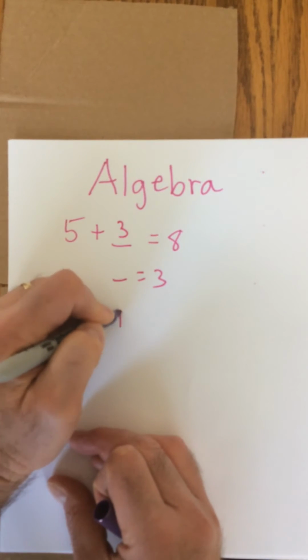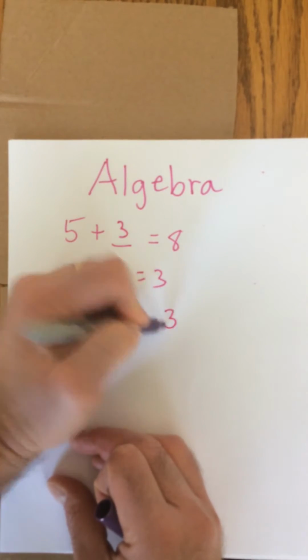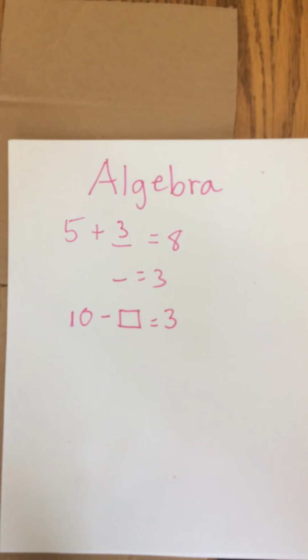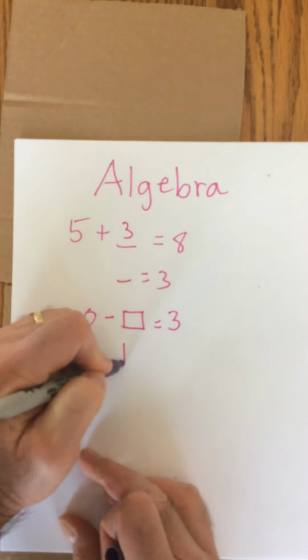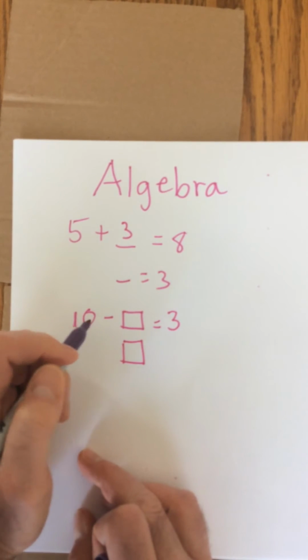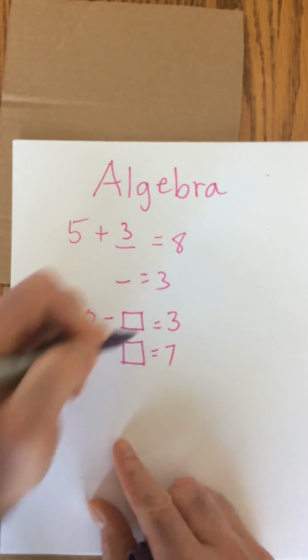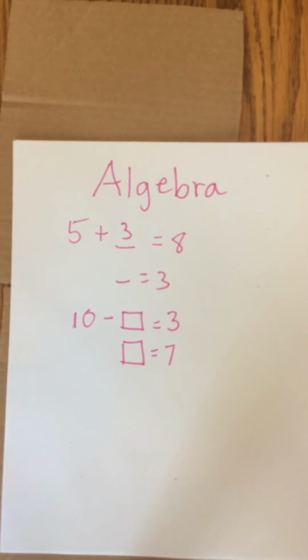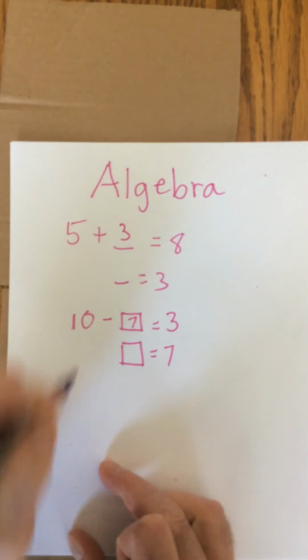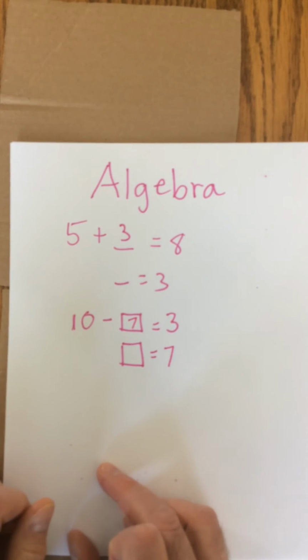So even similar to 10 take away square equals 3, let's say. So instead of a line or a blank, this time it's a square. What does that square equal to? So we have to subtract something from 10 to get 3. Okay, so if I start at 10, 9, 8, 7, 6, 5, 4, 3. Well, that was 7 fingers worth. So that square must be equal to 7. And if I put the 7 in there to double check, 10 take away 7 equals 3. Yeah, that's correct. So that's basically it.